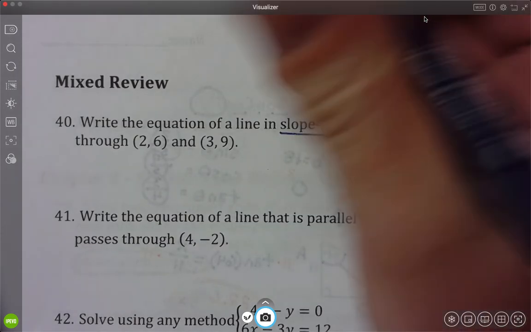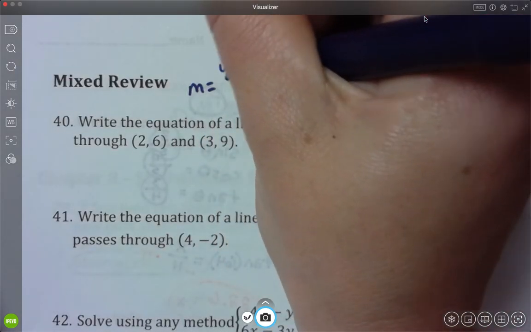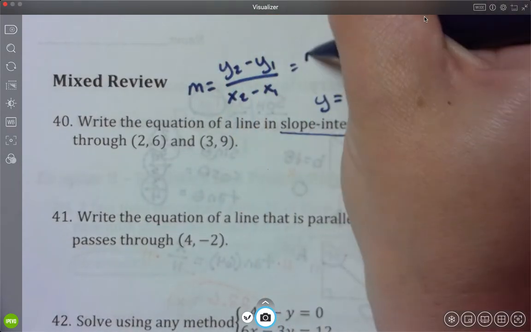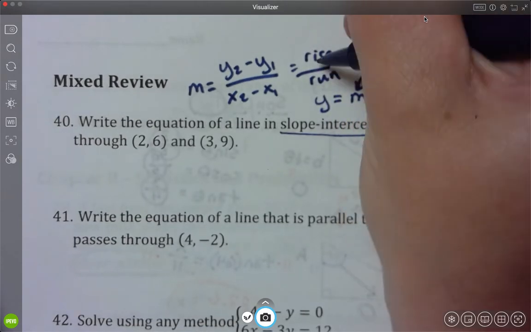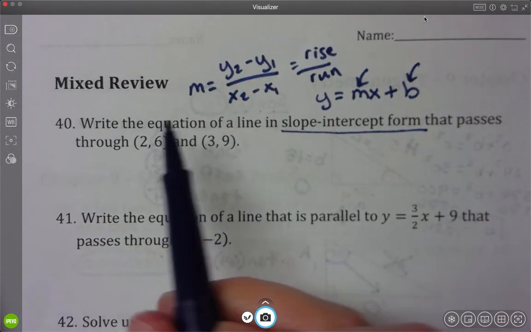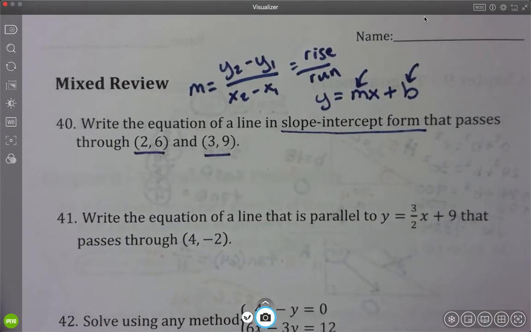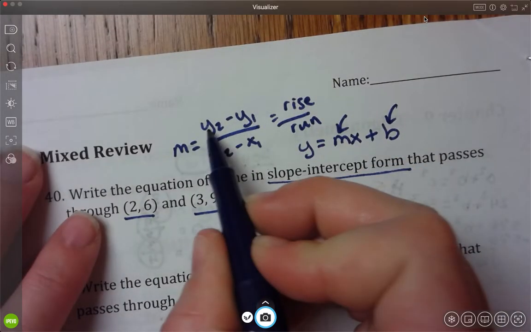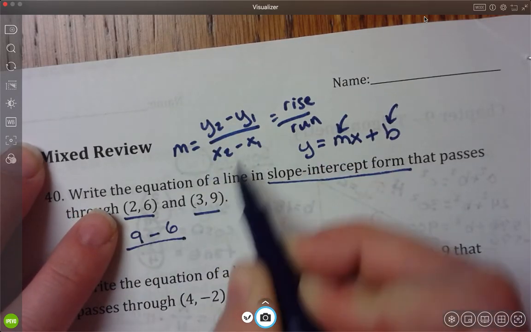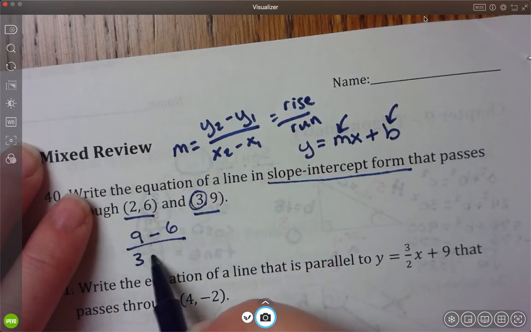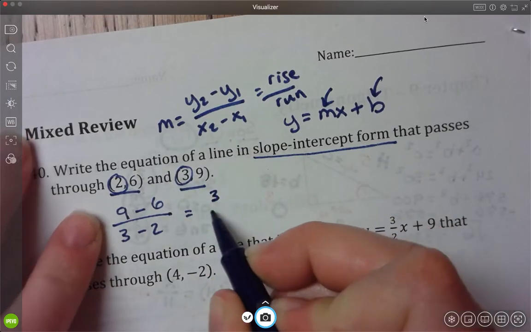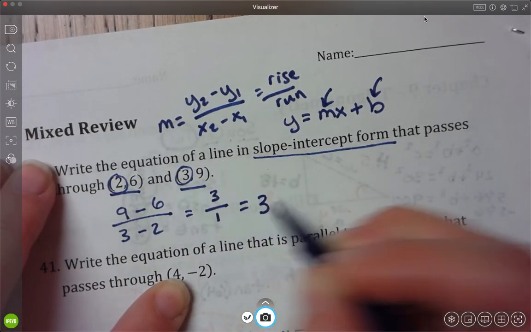We find m, or the slope, by doing y2 minus y1 over x2 minus x1. That is rise over run. The rise up and down values are y's, the run values are x's. So they give us 2 points, and we can find the slope by plugging those in for m. My second y coordinate is going to be 9. My first y coordinate is 6. My second x coordinate is 3. My first x coordinate is 2. So I find out what my slope is. 9 minus 6 is 3. 3 minus 2 is 1. So my slope is going to be just 3.